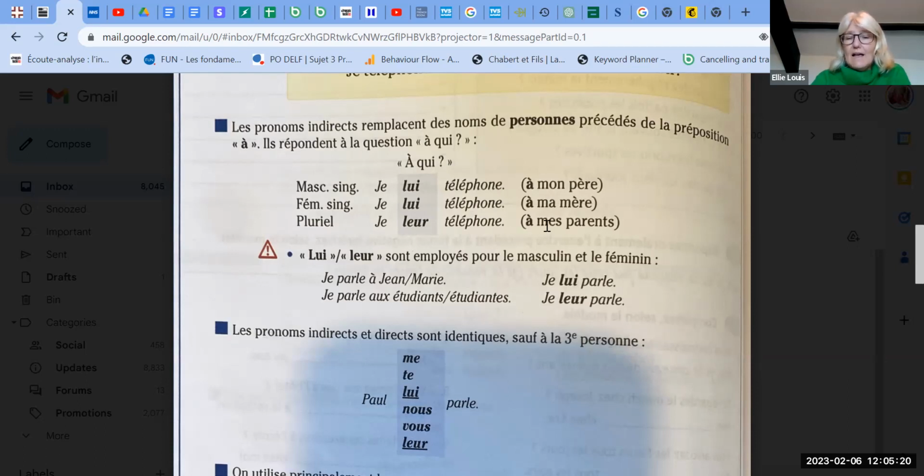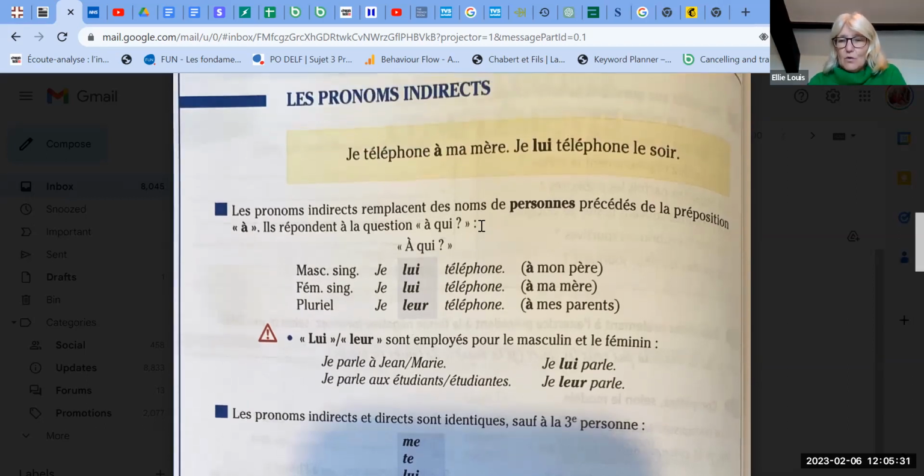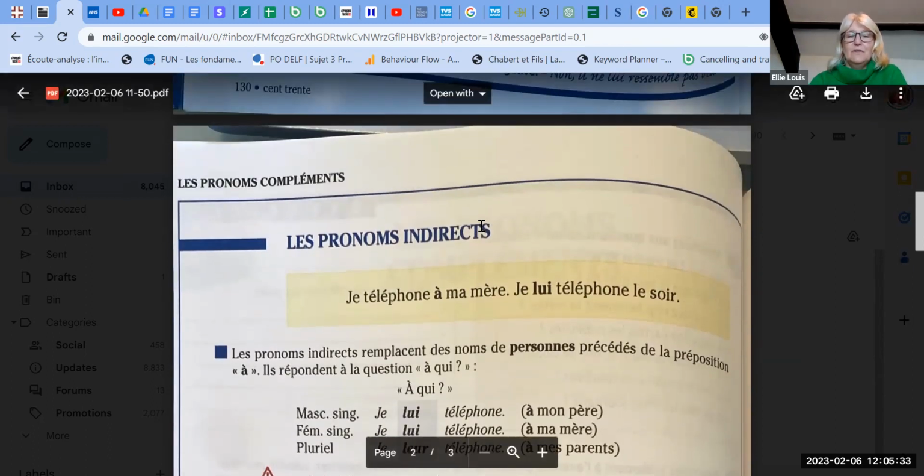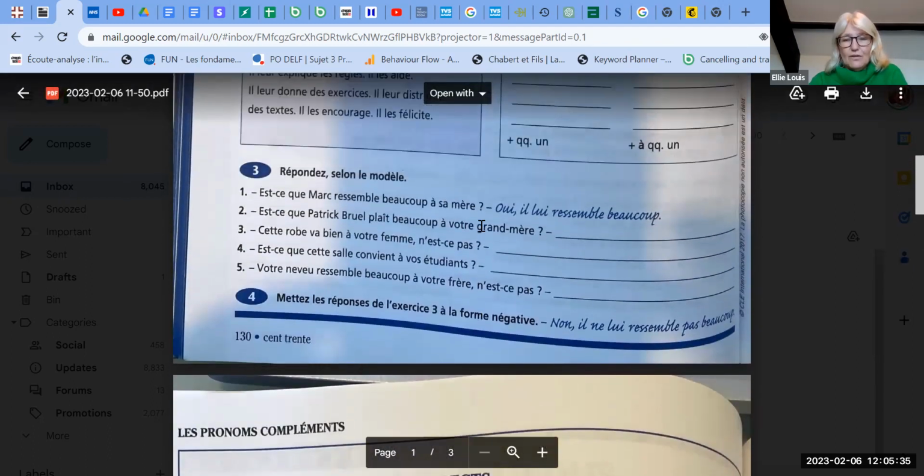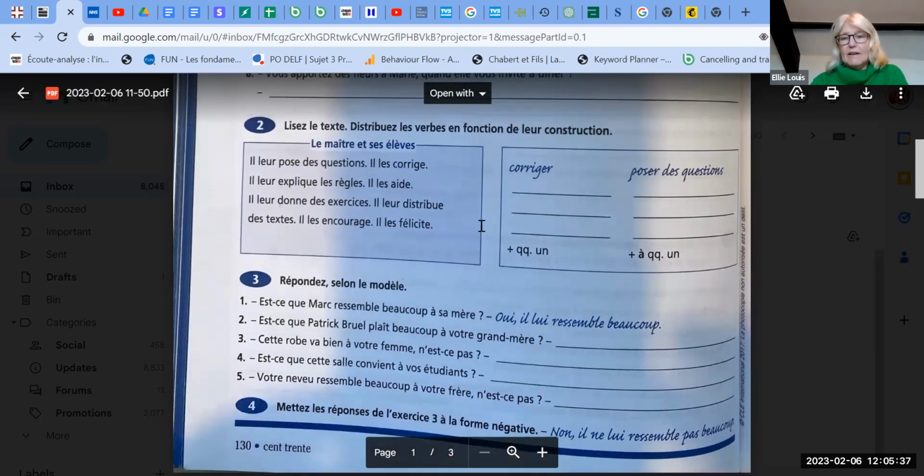Je téléphone à mes parents. I call my parents. So I call them. Je leur téléphone. All right, so that's a quick recap. If you haven't done this before, that would possibly be a bit too fast for you to follow the whole concept. So don't be feeling like I don't get it at all.